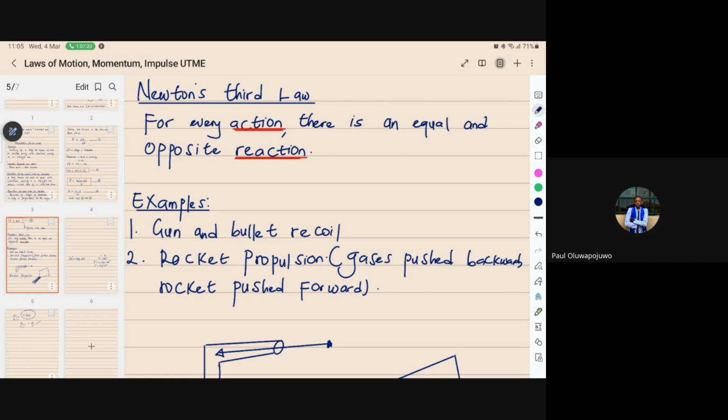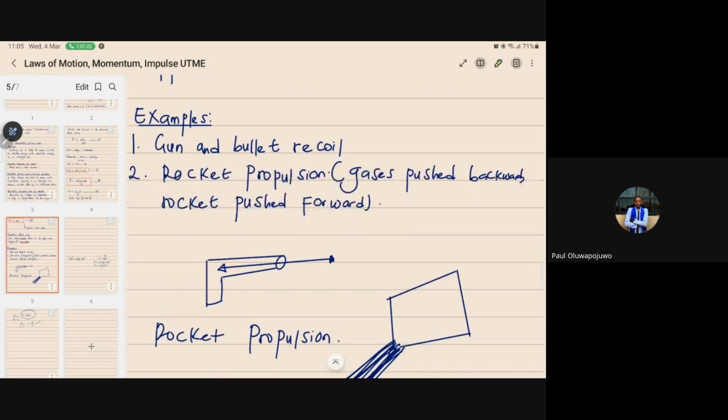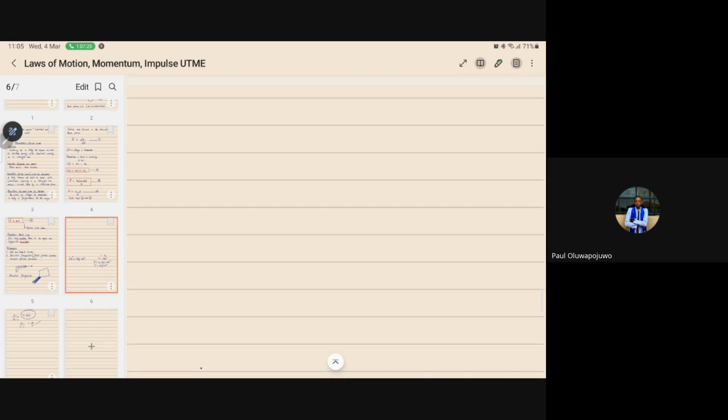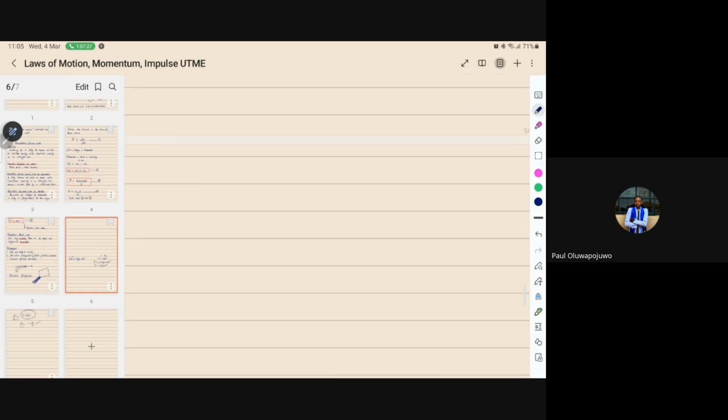What next we should look at is what we call FBD, the ability to draw your free body diagram. So for your free body diagram, I call it FBD, free body diagram. Now, let's say you have a particular object lying on the floor.